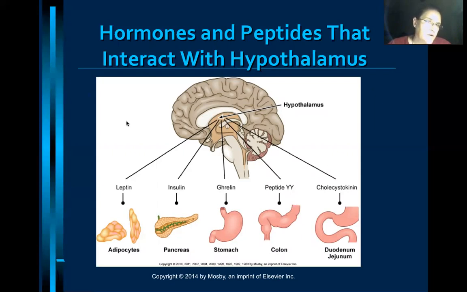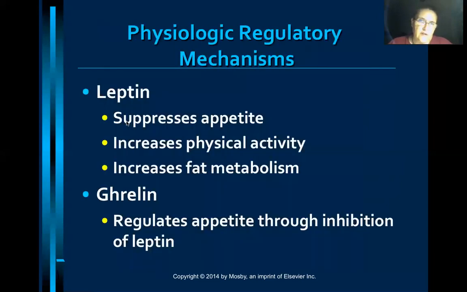Hormones and peptides produced in the gut and the adipocyte cells affect the hypothalamus and have a critical role in the appetite and energy balance. So this slide talks about leptin and how leptin is secreted from the adipocytes when they fill with fat. And it talks about a genetic deficiency of leptin causing extreme obesity.